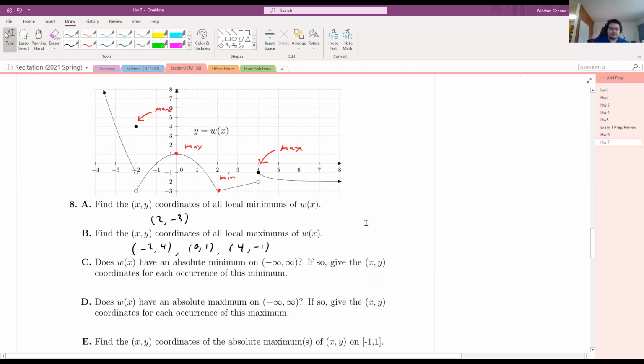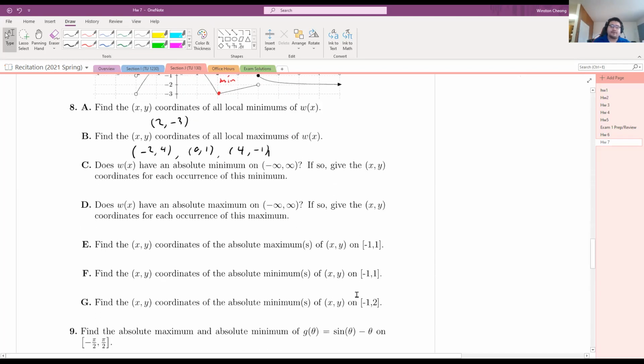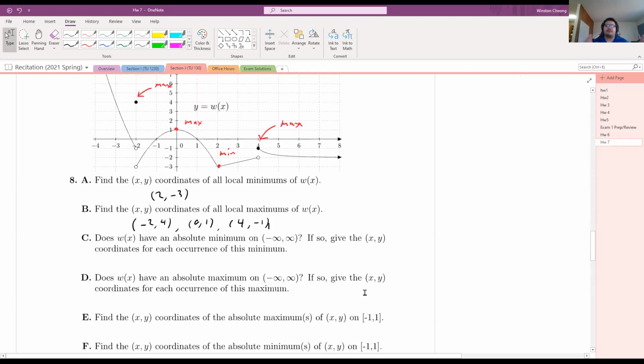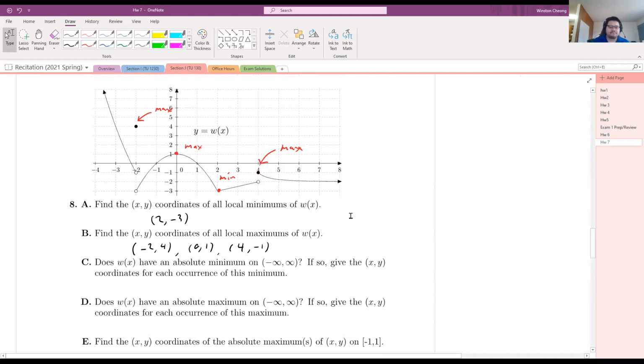For C and D, it wants us to look at the full function and to talk about absolute min or max. Normally with absolute min or max, you're given a closed interval. That's what happens with the later problems. But here it wants you to consider the entire function, the entire real number line, and say: does this function have an absolute min or max on the whole number line? So we have to see, is there some minimum value that it takes on for part C? In this case, it does.